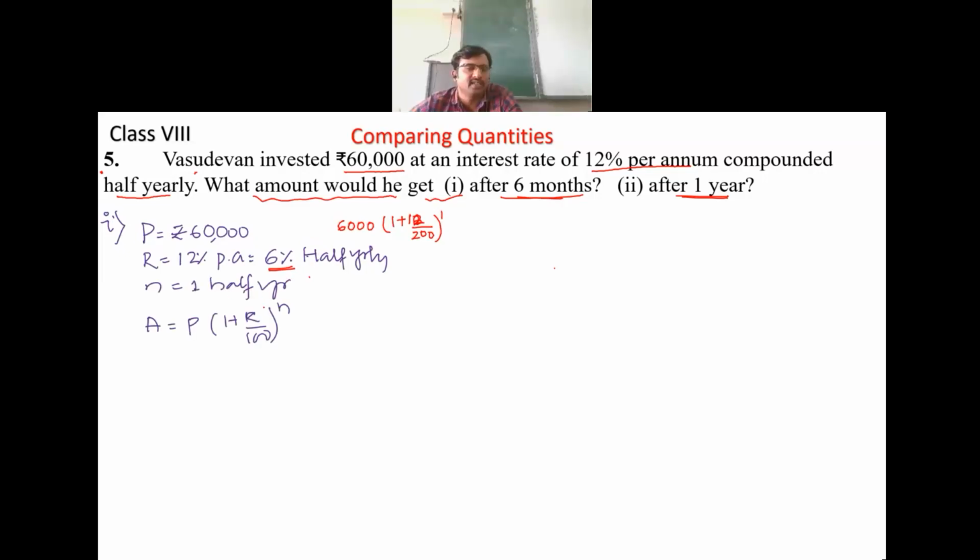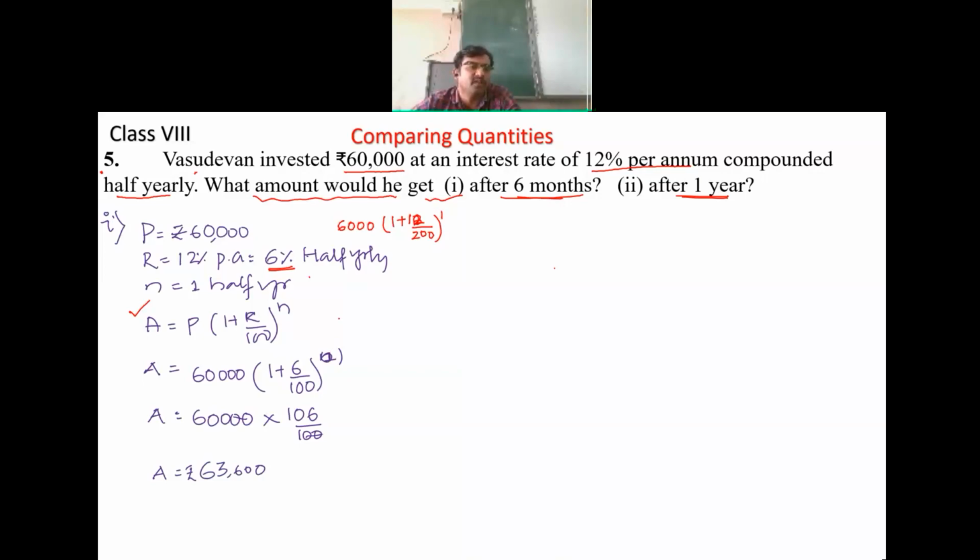Half of a year. So I have used this formula: P times (1 plus r by 100) to the power n. So r is taken as 6, n is taken as 1. On substituting, from an exam point of view, we can use both the formulas. Any formula can be used.